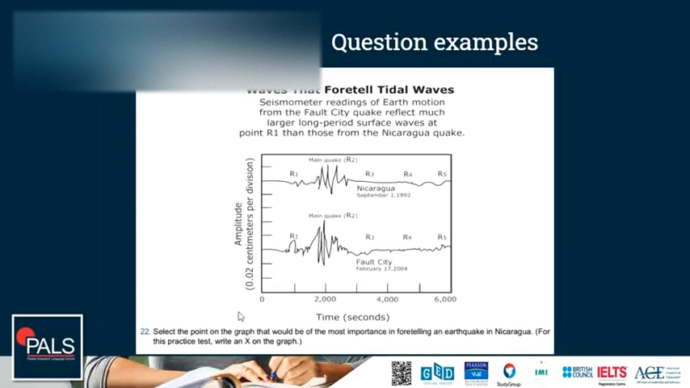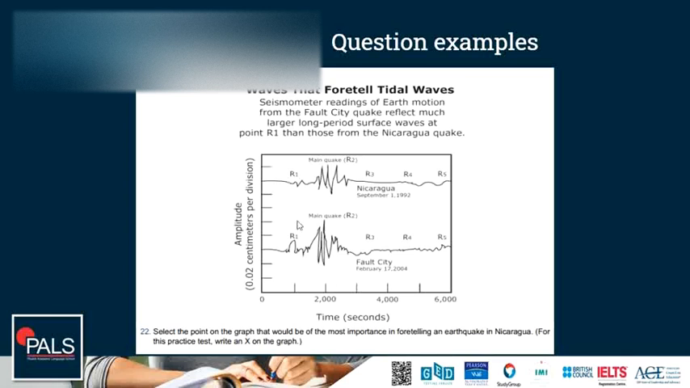So what are we interested in here? We are interested in foretelling an earthquake in Nicaragua. We can see that the main quake is on R2. So we are looking at a smaller quake that happens before the main quake, and that is position R1. Again, that's what the text above tells us as well. Waves that foretell tidal waves, point R1 foretells the main quake.